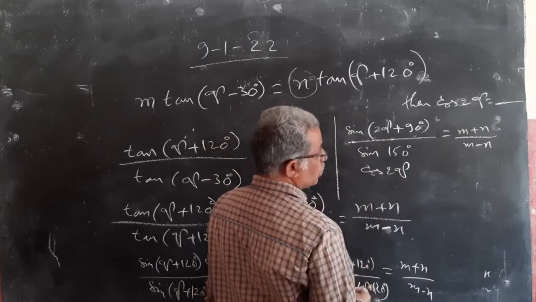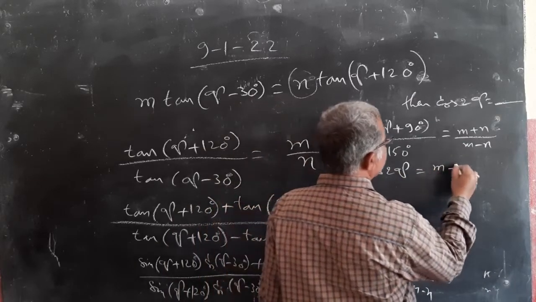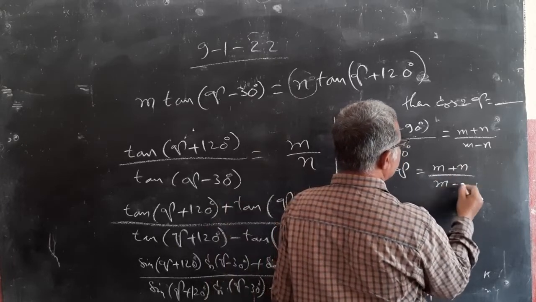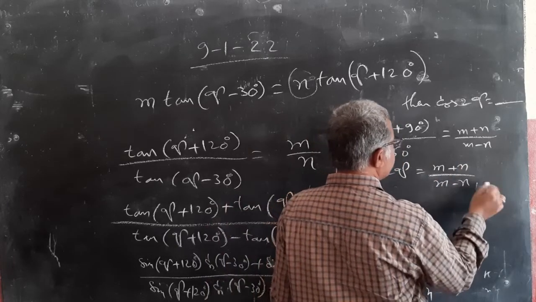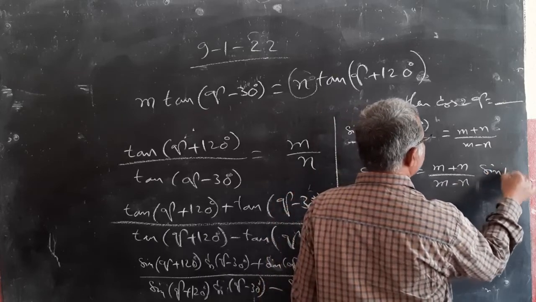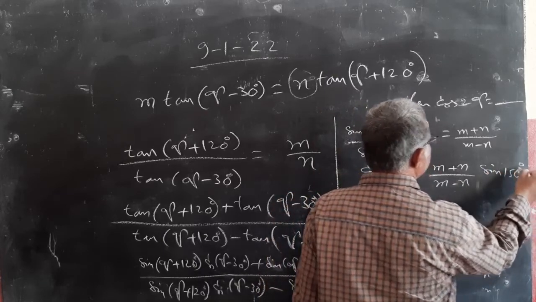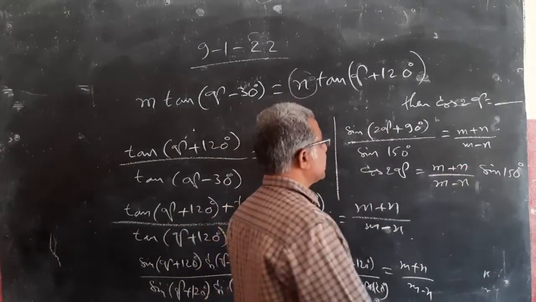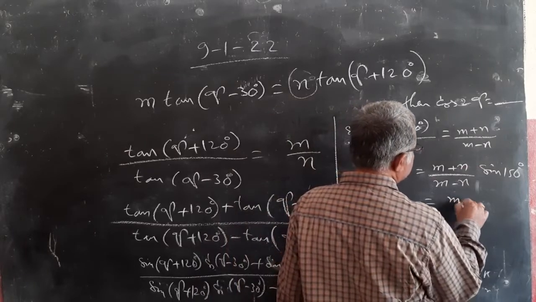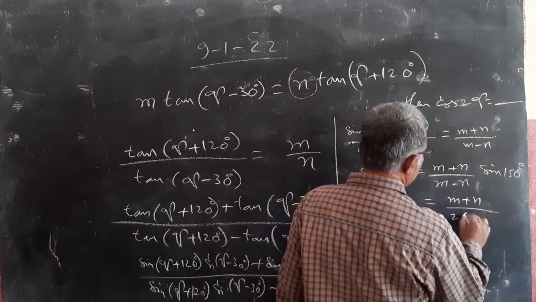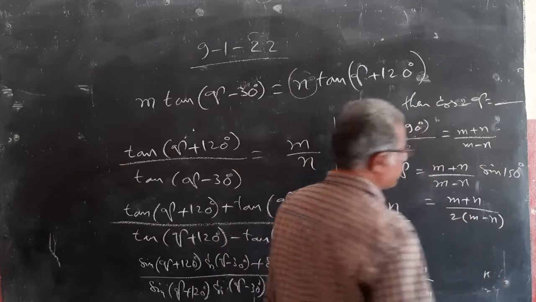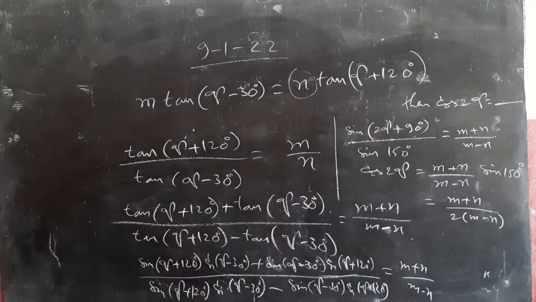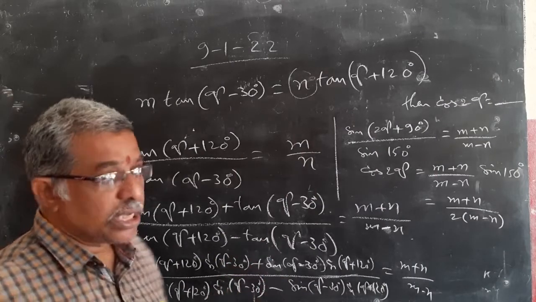Cos 2q is equal to, like the previous method, k plus 1 by k minus 1 into sin alpha. We got m plus n by m minus n into sin 150 on this side. Sin 150 I can write as sin of 180 minus 30, that is sin 30, and sin 30 is 1 by 2. So m plus n by 2 into m minus n is the final result. The third option is your final result.